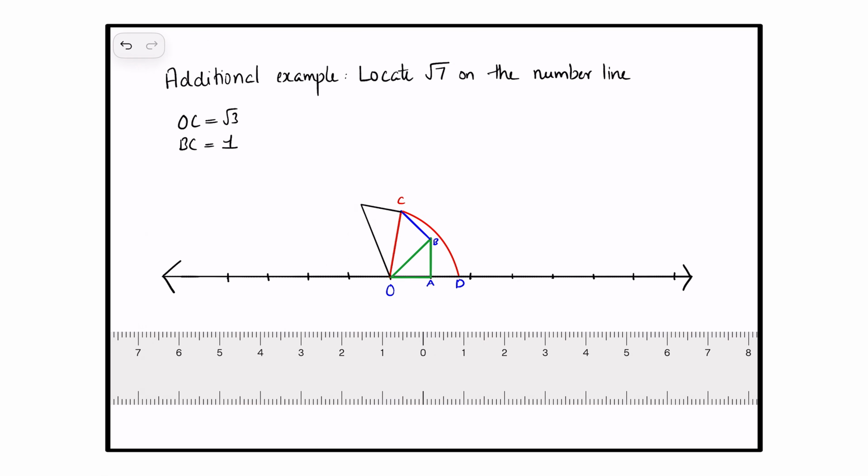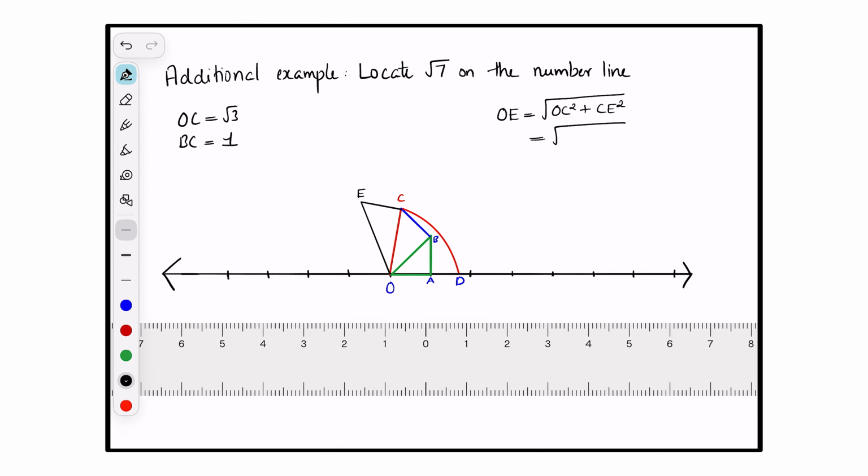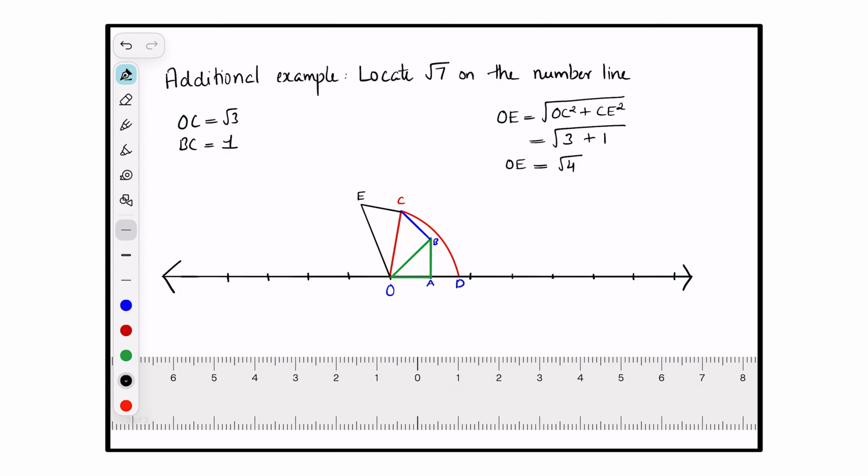Let me denote the new point as E. So what will be the length OE? OE will be equal to square root of OC square plus CE square. And what is the value of OC? OC is root 3. So OC square will be 3 and CE value is 1. So together I have OE going to be root 4. So now I have OE equal to root 4.